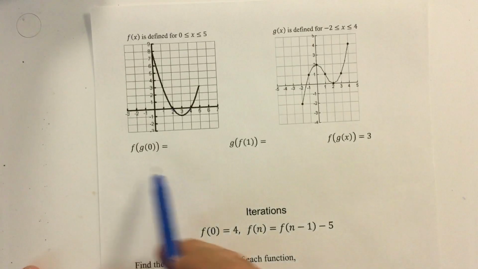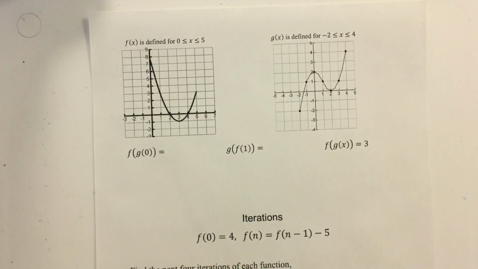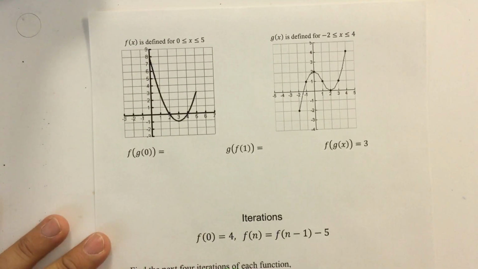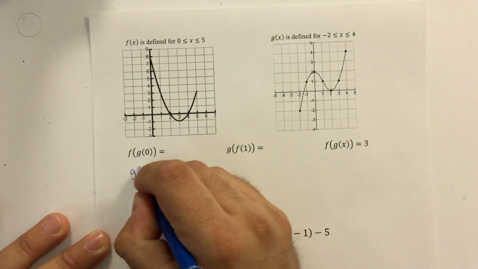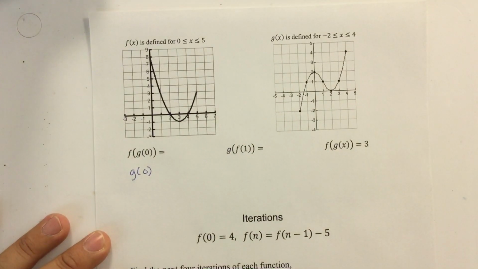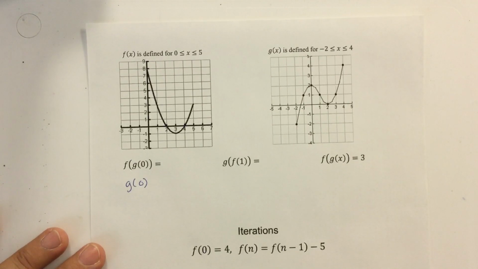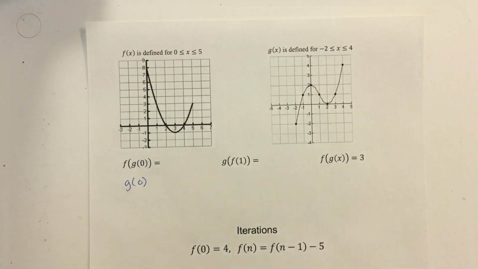So f of g of 0, where do I begin? On the inside. So we start with g of 0, okay? Now look at your two graphs. Who can tell me which graph I should use? The second one. Why do you say the second one?